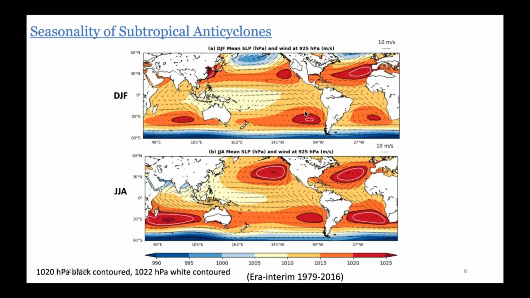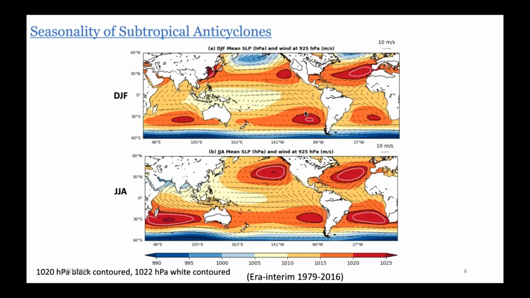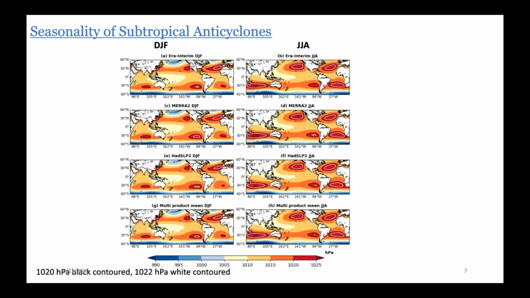So the question becomes, what is leading to the asymmetry component of the South Pacific anticyclone? Not focusing on the other Southern Hemisphere subtropical anticyclones, but on the South Pacific anticyclone. If you look at other products, not just ERA-Interim, for example the MERRA reanalysis, SLP2, which is satellite data, and the multi-product mean of it, for DJF in the left panel.